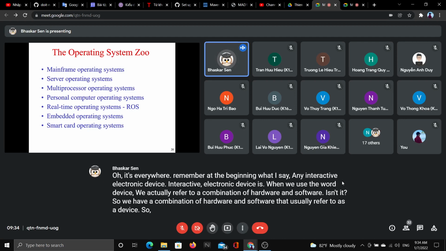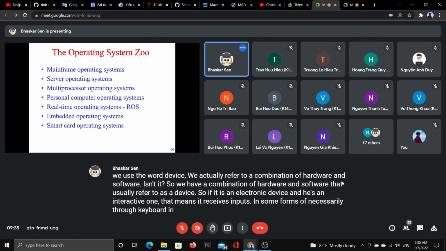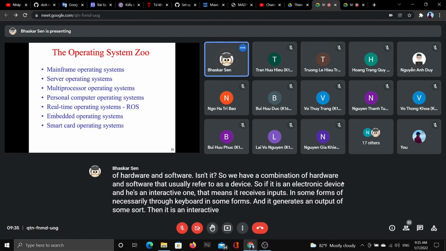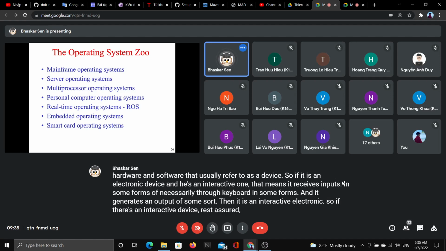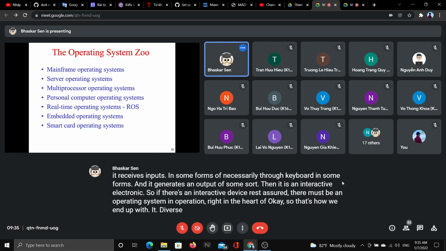So if it is an electronic device and it's an interactive one, that means it receives inputs in some forms, not necessarily through keyboard, in some forms, and it generates an output of some sort, then it is an interactive electronic device. So if there's an interactive electronic device, rest assured there must be an operating system in operation right in the heart of it. Okay, so that's how we end up with a diverse range of operating systems.